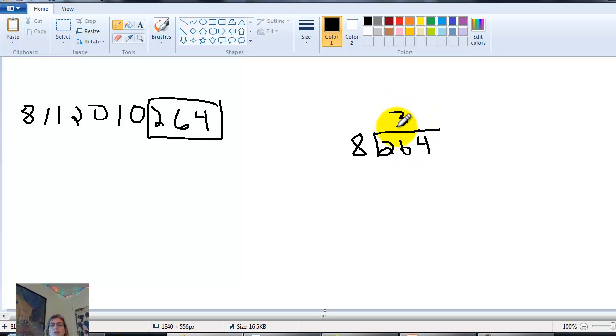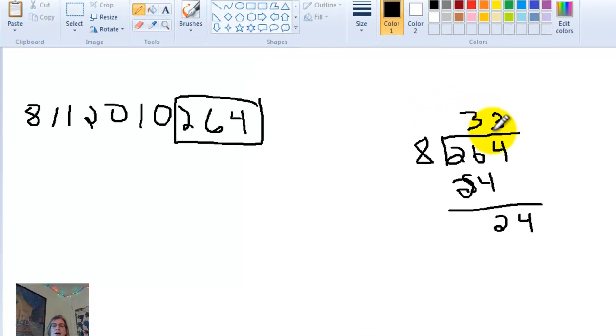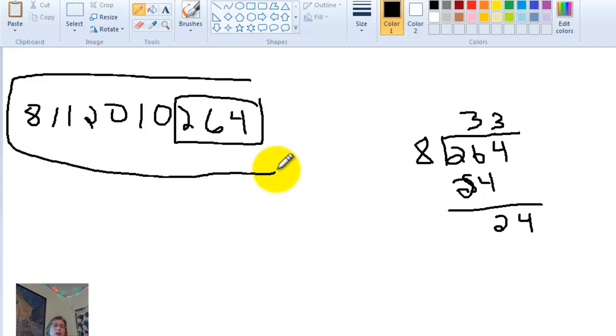So you would have 3 times 8 is 24. 24. 26 minus 24 is 2. Bring down the 4. So in fact, because 8 goes into 264, the entire number is divisible by 8. Okay.